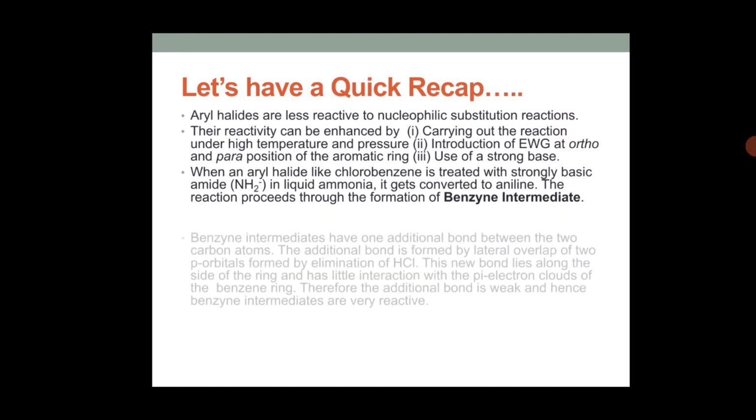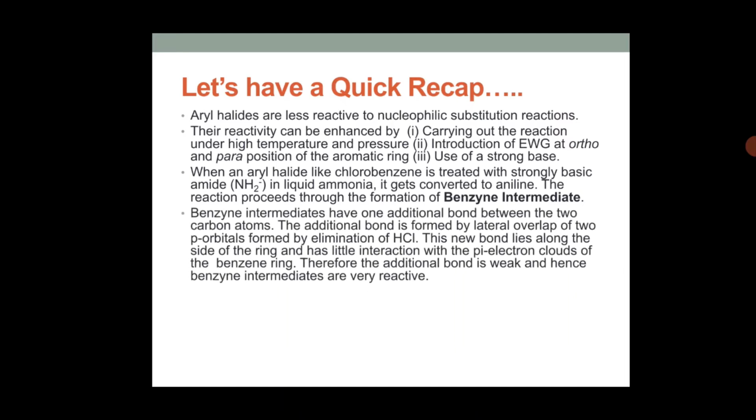Now, what are benzyne intermediates? Benzyne intermediates have one additional bond between the two carbon atoms. The additional bond is formed by lateral overlap of the two p orbitals formed by the elimination of HCl. The new bond lies at the side of the ring and has little interaction with the pi electron clouds of the benzene ring. Therefore, the additional bond is weak and hence benzyne intermediates are very reactive.